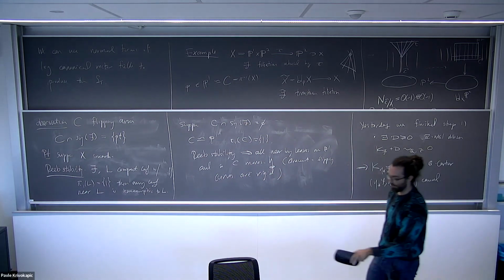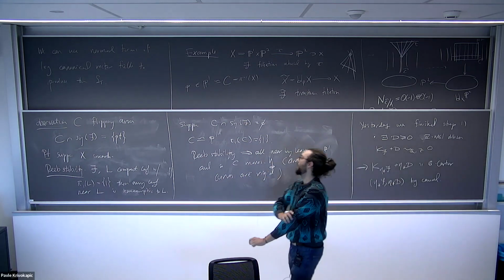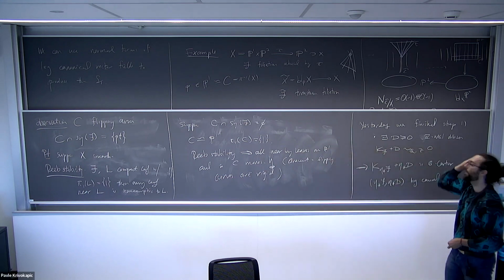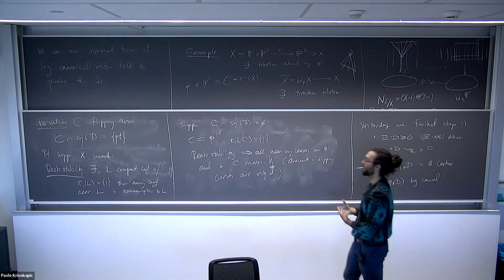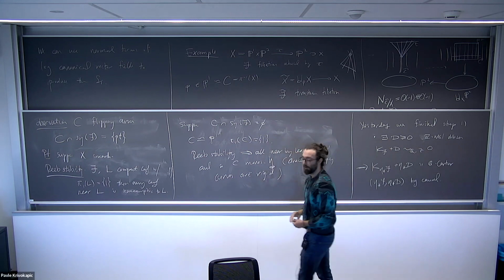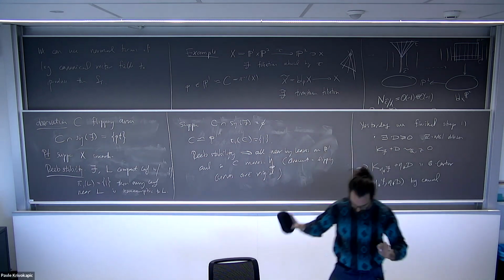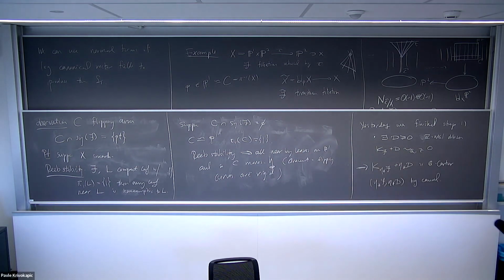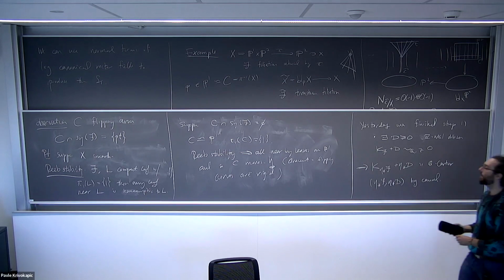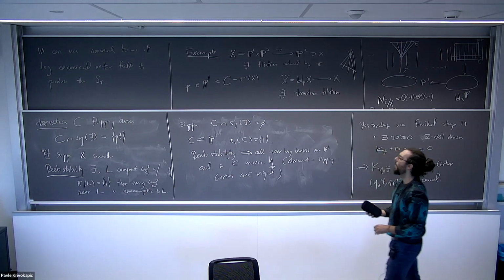So it's essentially a consequence of Reeb stability that every flipping curve has to meet the singular locus. And I guess I'll just leave it as an exercise maybe that it has exactly one such intersection. Okay.